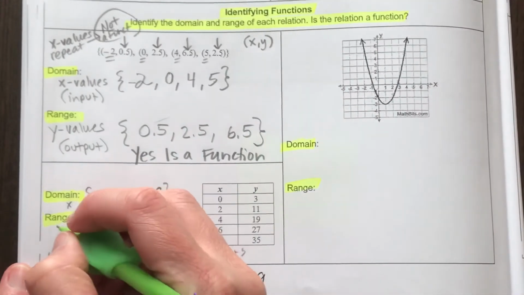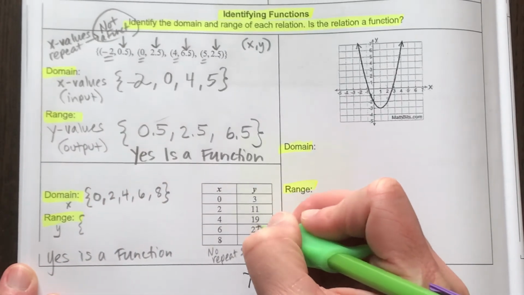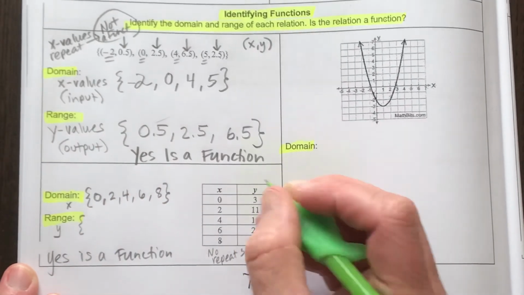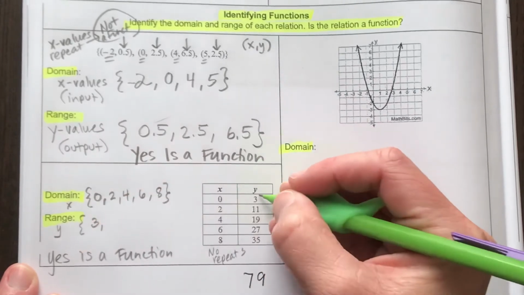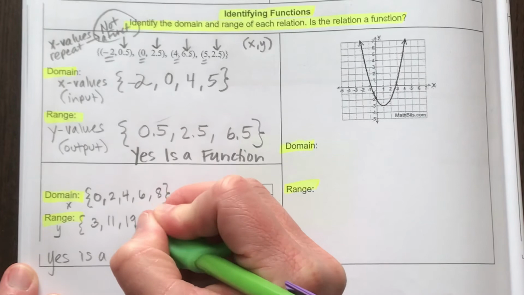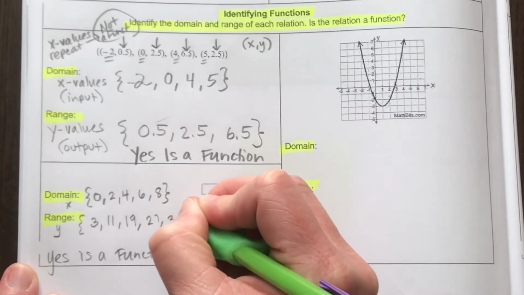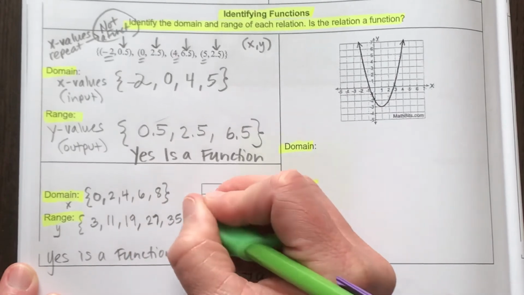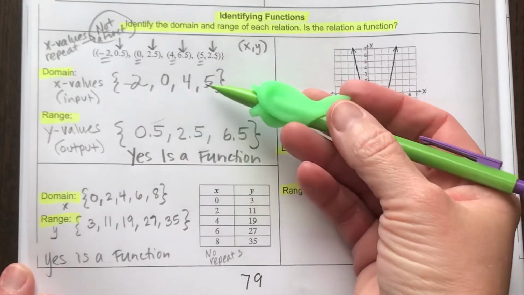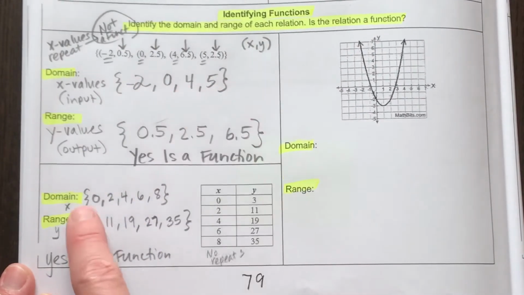And then my range, which is my outputs, I'm going to list in order from smallest to biggest. And I actually noticed that this also is already written in order, so it's pretty simple. 27 and then 35. Now, my favorite way to identify domain and range is based on points, because then you just list out exactly what those points are.